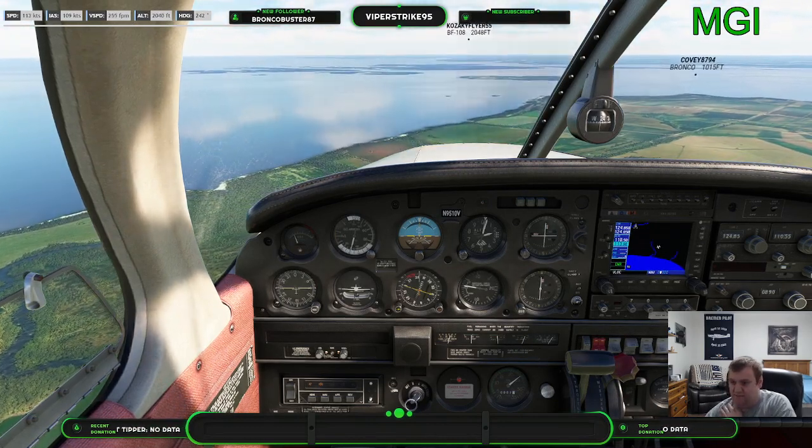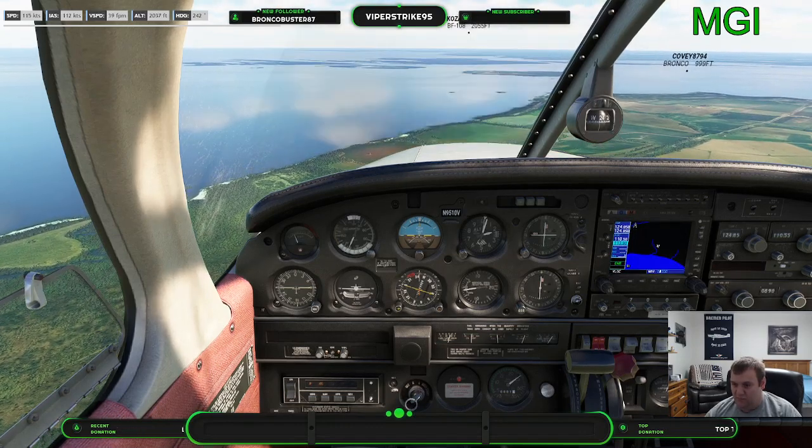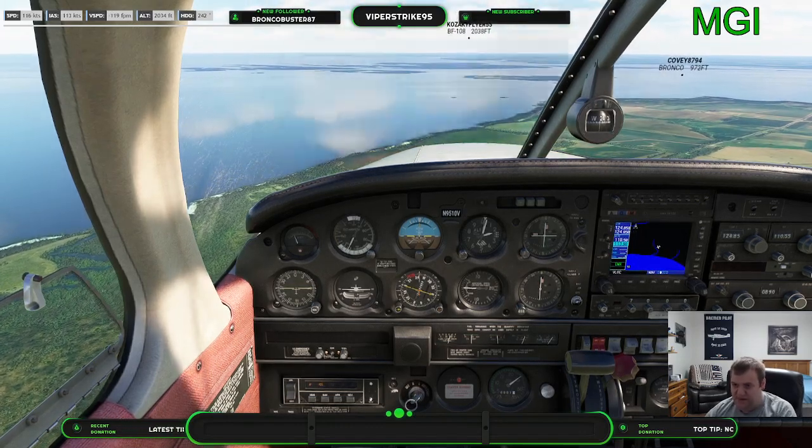Here it is, guys. We're going to be landing at runway 17. Yeah, we're going to be visiting the island.